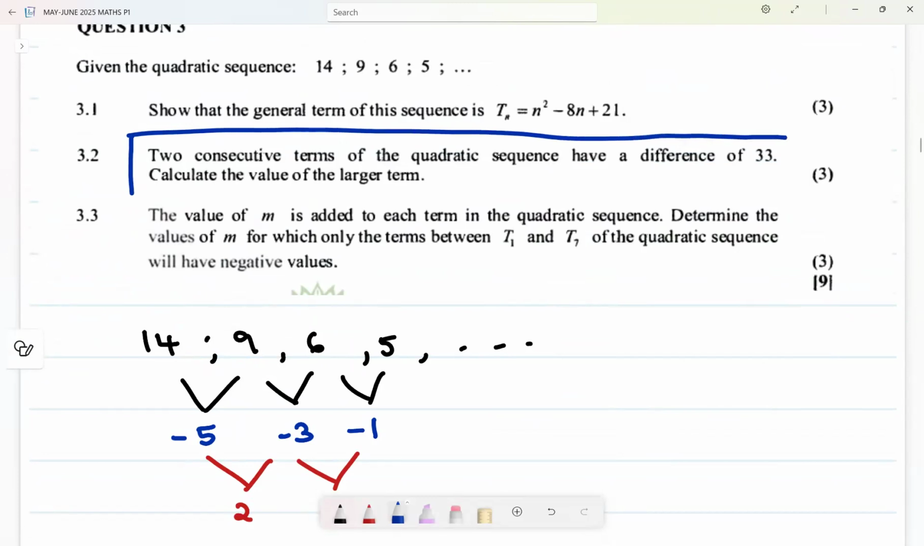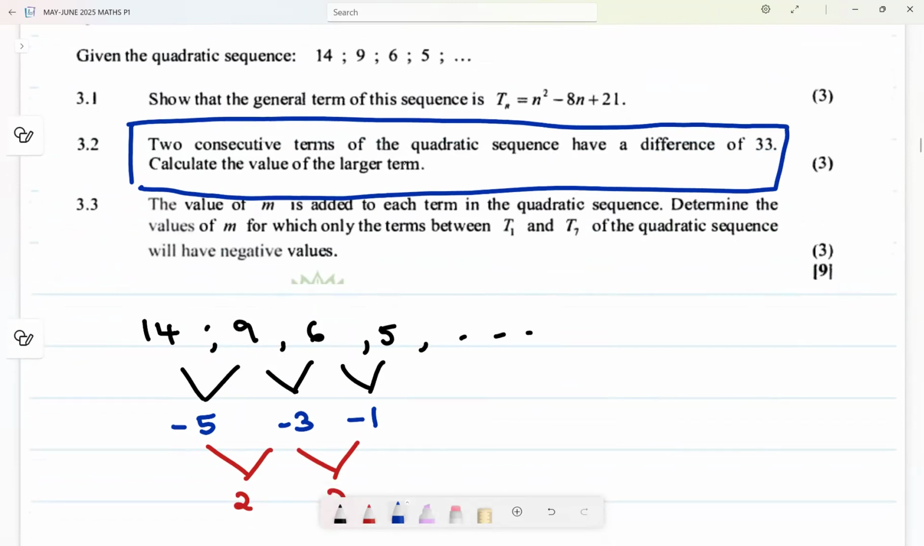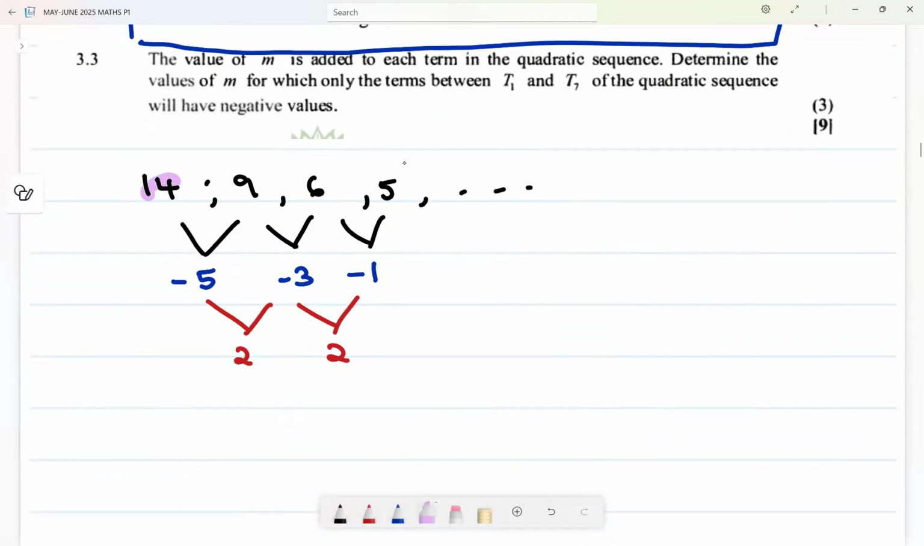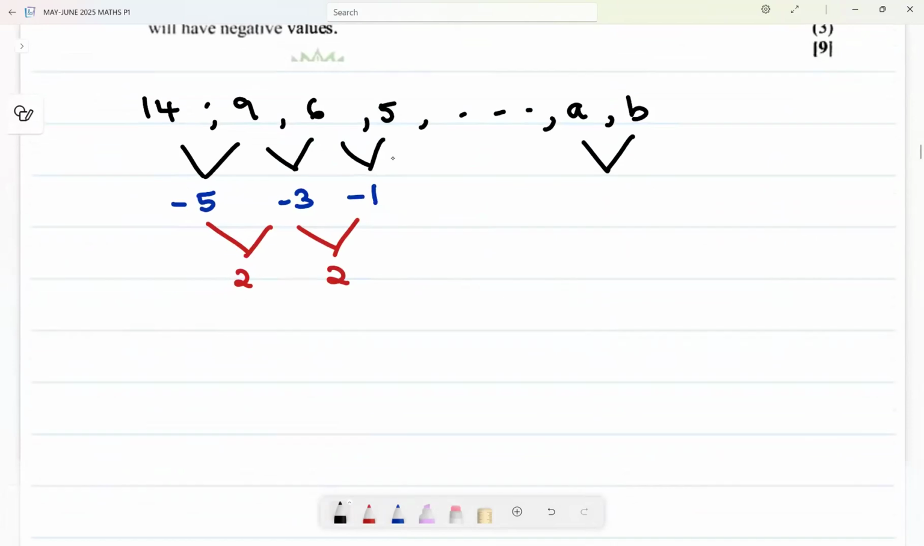Two consecutive terms of a quadratic sequence have a difference of 33. Calculate the value of the larger term. So guys, if I take the first two terms, the difference between them gives me the difference again, which is negative 5. But the ones they are talking about here, I do not know where they are. But this term here and this term here, their difference should give me what? 33.